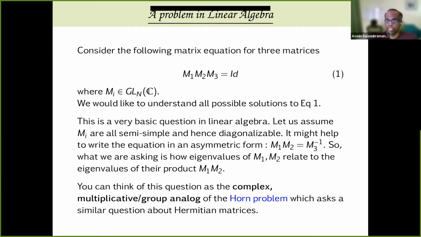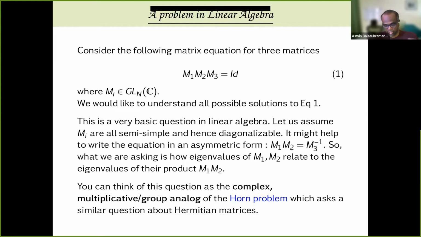Think of the following matrix equation in three matrices, M1, M2, and M3. I ask that these matrices obey equation 1, which is that their product should be the identity matrix. I'm taking these matrices to live in the general linear group, GL_n, which is basically the group of n by n invertible matrices with complex entries. I'm always going to consider matrices with complex entries today. So what we would like to understand is all possible solutions to equation 1. This is a very basic question in linear algebra.